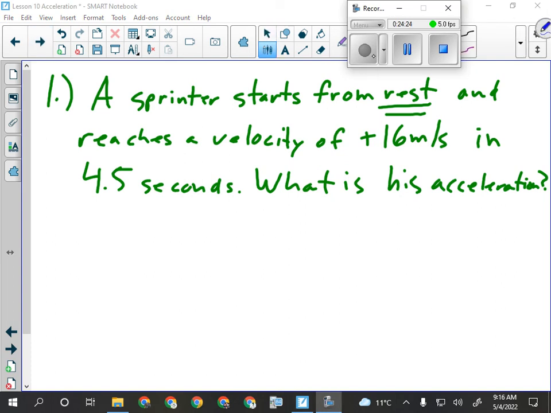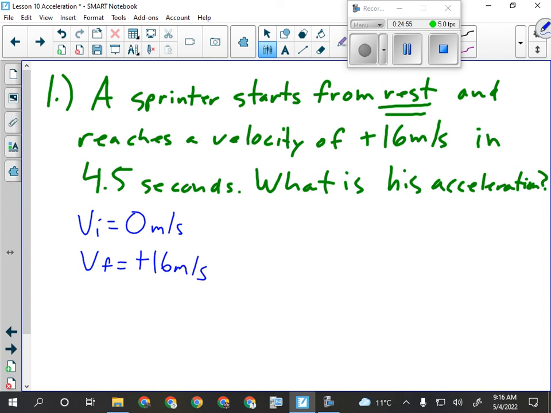Same as any other problem that we've ever done, mole equation, v equals d over t, whatever, the first step is to write down our givens. A sprinter starts from rest. What did they just tell me there? They start at 0. My initial velocity, VI, is 0 meters per second. And they reach a velocity of 16 meters per second, positive 16. That's final velocity. And they do that in 4.5 seconds. What did they give me there? Time. What is their acceleration?